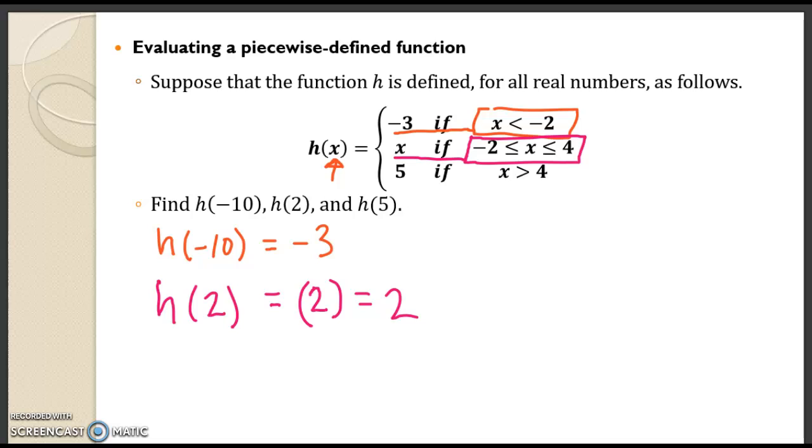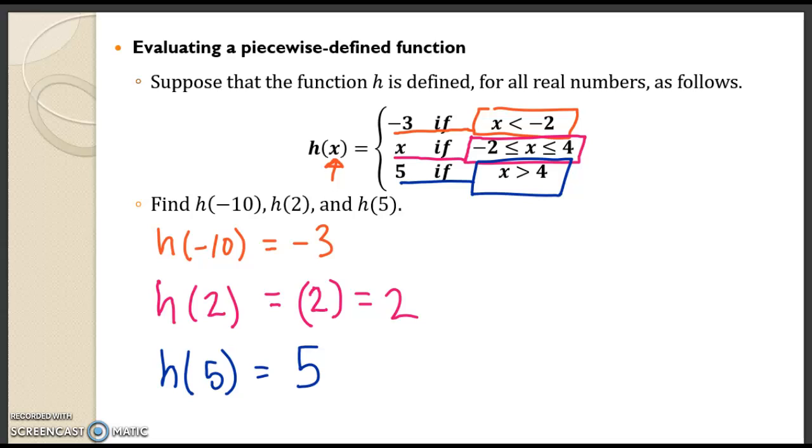Okay, what about h of 5? Well, our input is 5. 5 is more than 4, so it lies in that portion, that part of the domain. So it's just going to equal 5.